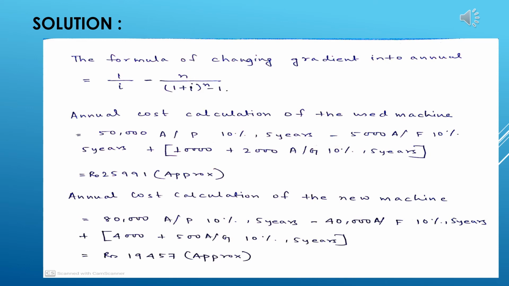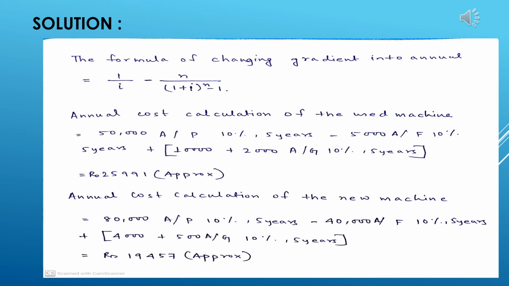Now if we have that gradient, and to turn that gradient into annual worth calculation, we use the formula of 1/i minus n/((1+i)^n minus 1), where i is treated as the interest rate and n is treated as the time period or the number of years.